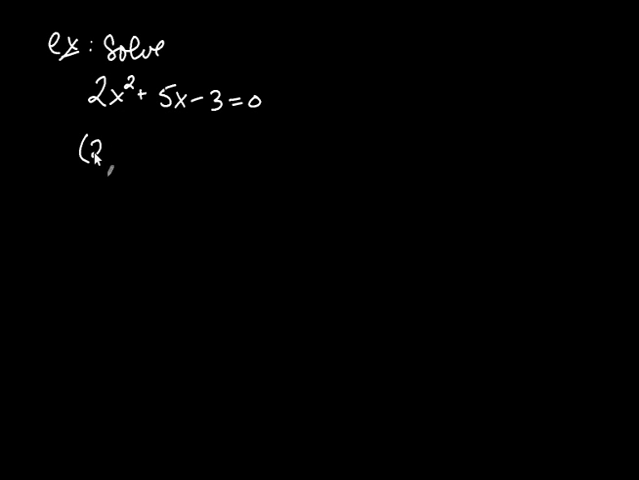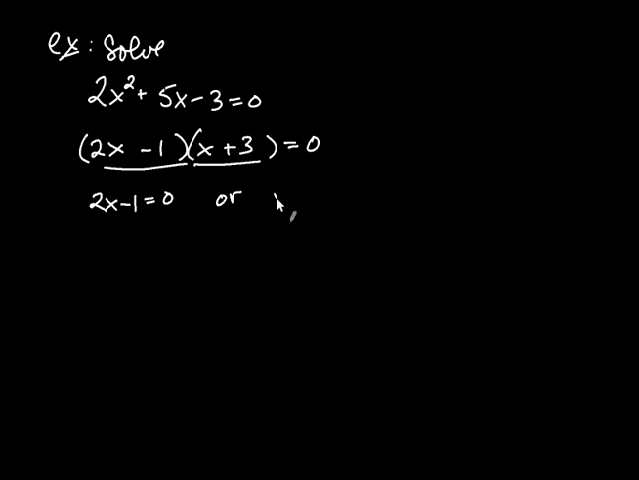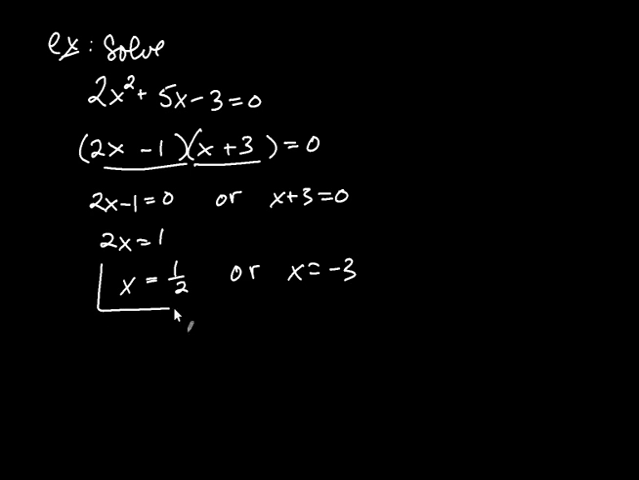So this is going to be 2x times, let's see, x is equal to 0, right? So it's going to be this binomial multiplied by that binomial, and it's going to be a positive 3 and a negative 1. And so when I set these individually to 0, I get 2x minus 1 is 0, or x plus 3 is equal to 0. So this gives me 2x is equal to 1, so x is 1/2. It's one solution. Or x is equal to negative 3. So in this case, I solved the equation without needing the quadratic formula.